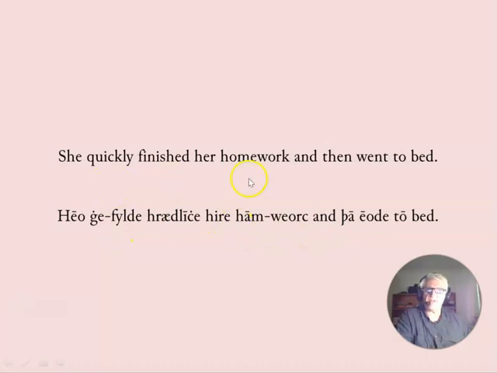Okay, now she quickly finished her homework and then went to bed. Here you fulda hradliche hier hamweart and tha erde obed.